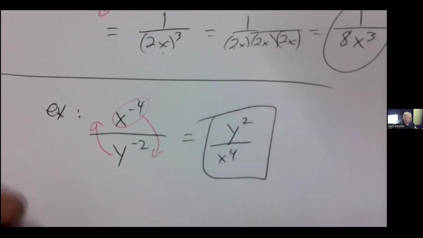Those are different variables, so don't do anything with the exponents after we flip them.